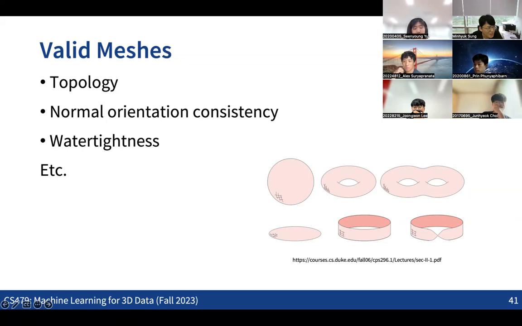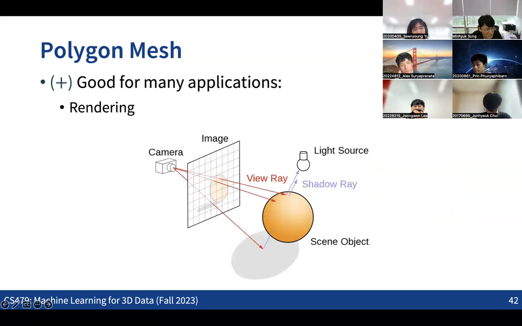But anyway, given this polygon mesh, what are the advantages of having this mesh structure? Actually, there are lots of advantages. One of the good things is that now we have surface information, which means we can apply this kind of data to many applications. For example, now we can render a 3D model into 2D images. So it can be used for 2D rendering.